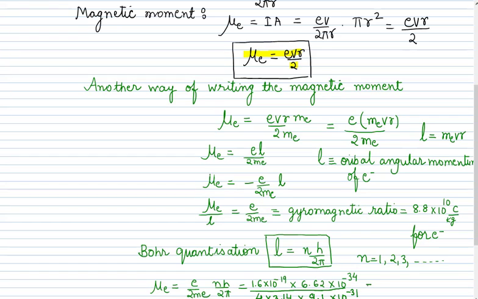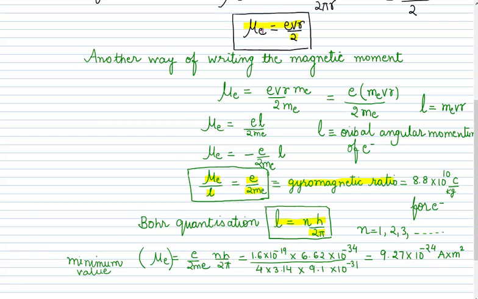If you calculate this total value, it comes out to be 9.27 into 10 to the power minus 24 ampere into meter square. So this is the minimum value, because here we have taken n equals to 1. So we call it the minimum value of the magnetic moment of electron. If you put n equals to 2, 3, 4 and so on, then you will have higher values. So this is the minimum value.